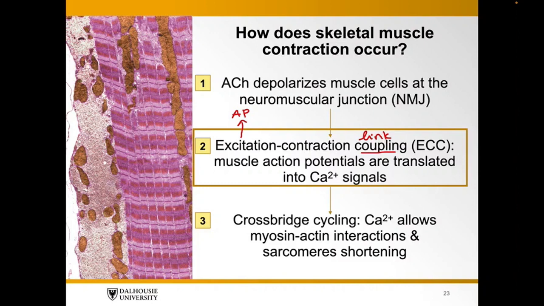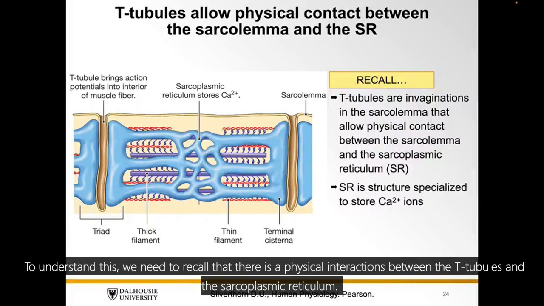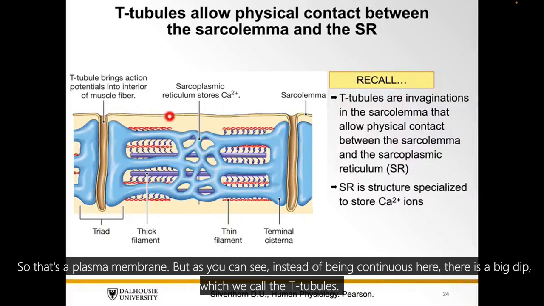To do that, the cell will have to translate the action potentials into a calcium signal. So let's see how that's done. To understand this, we need to recall that there is a physical interaction between the T-tubules and the sarcoplasmic reticulum. And that's what we see in the cartoon here. So in yellow, we have the sarcolemma of the muscle cell. So that's the plasma membrane.